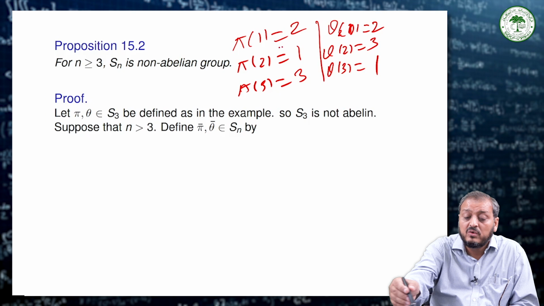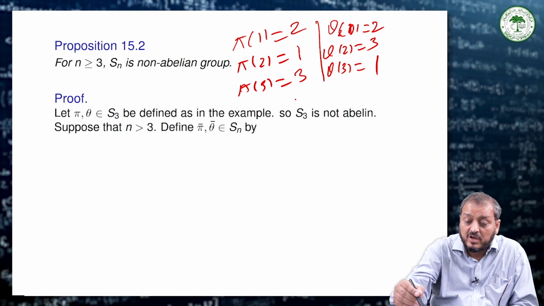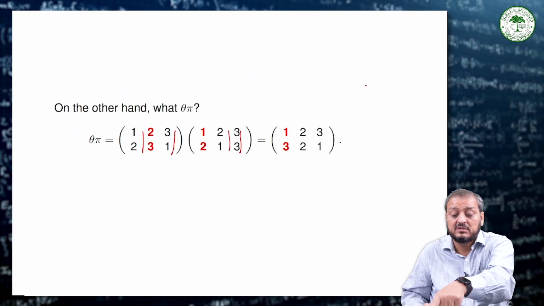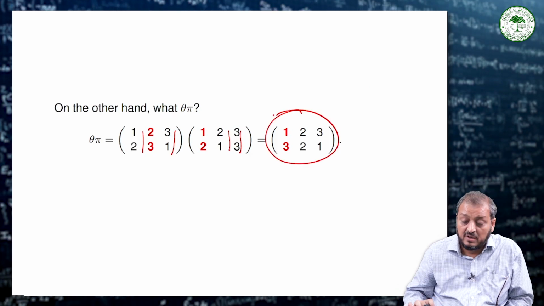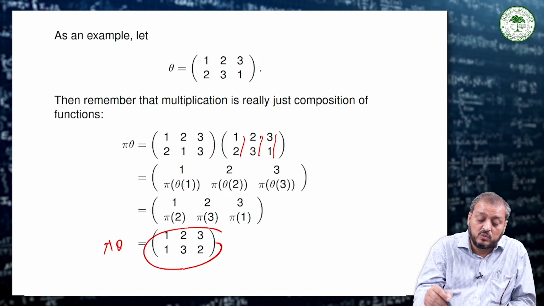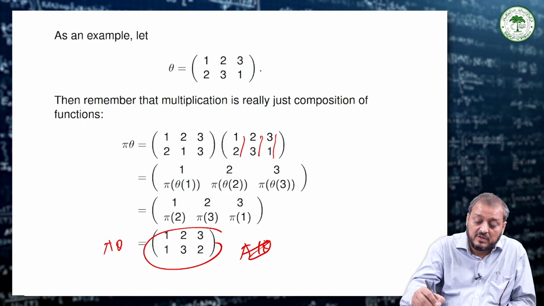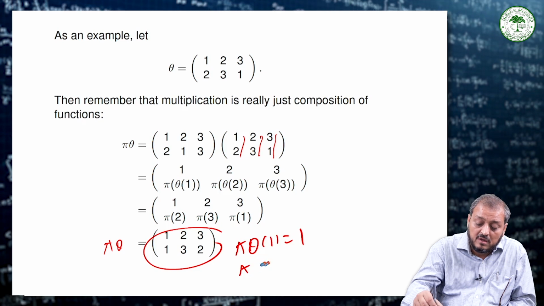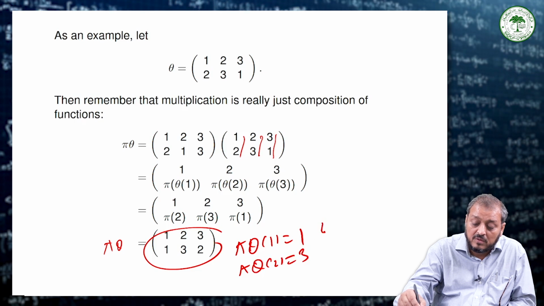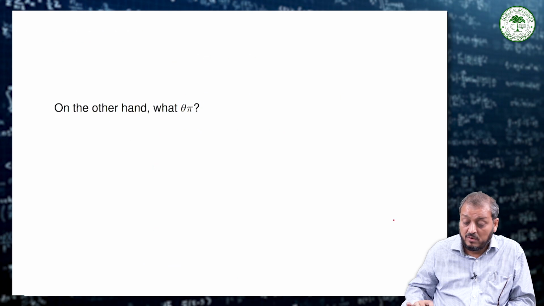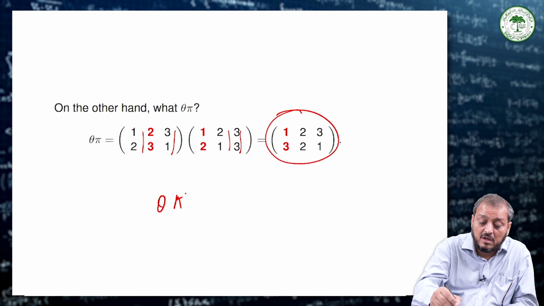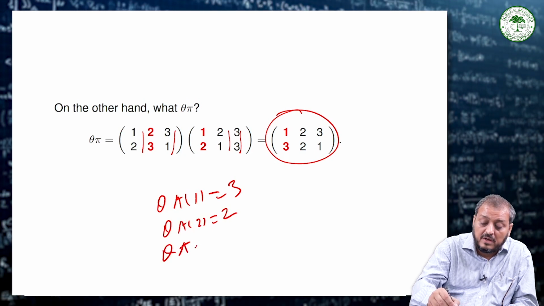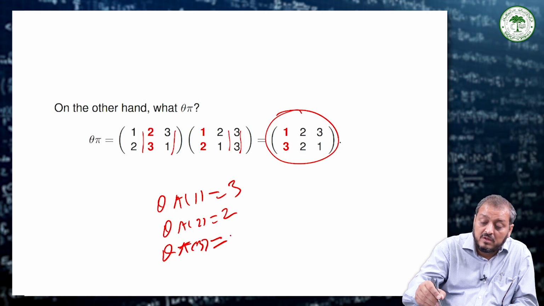And you see clearly, as in the previous example, we showed that theta pi is not equal to pi theta. Here you can see theta pi in this matrix. Then for pi theta, pi theta 1 is equal to 1, pi theta 2 is equal to 3, and pi theta 3 is equal to 2. But here, theta pi 1 is equal to 3, theta pi 2 is equal to 2, theta pi 3 is equal to 1.